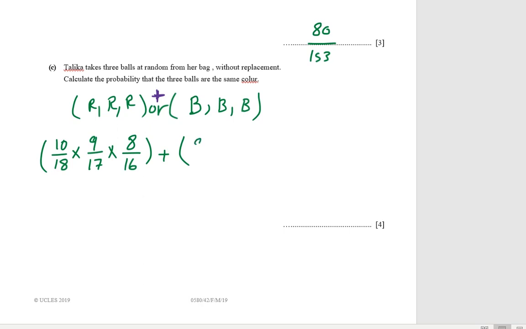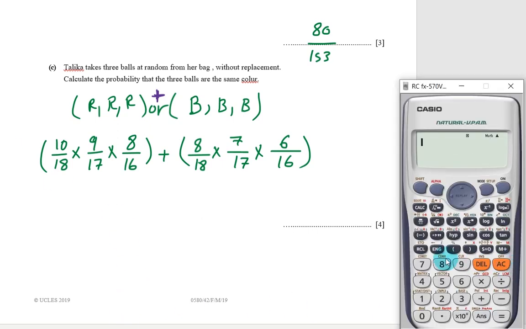How many blue balls do we have? 8. 8 over 18. This is the probability of the first one. Probability of the second one: how many blue remaining? 7. How many total in the bag? 17. Now how many blue remaining? 6. How many total in the bag? 16. So this is the probability that she will collect 3 red balls or 3 blue balls.